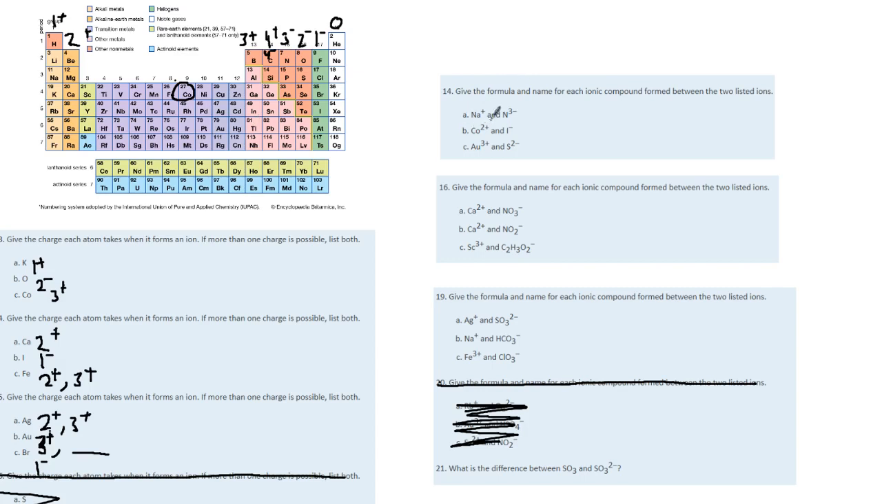So give the formula. We have Na plus, we have 3 minus here, we need 3 plus to counter it. So we have Na3N, sodium nitride. We need a 2 minus to counter this, so we have copper iodide.